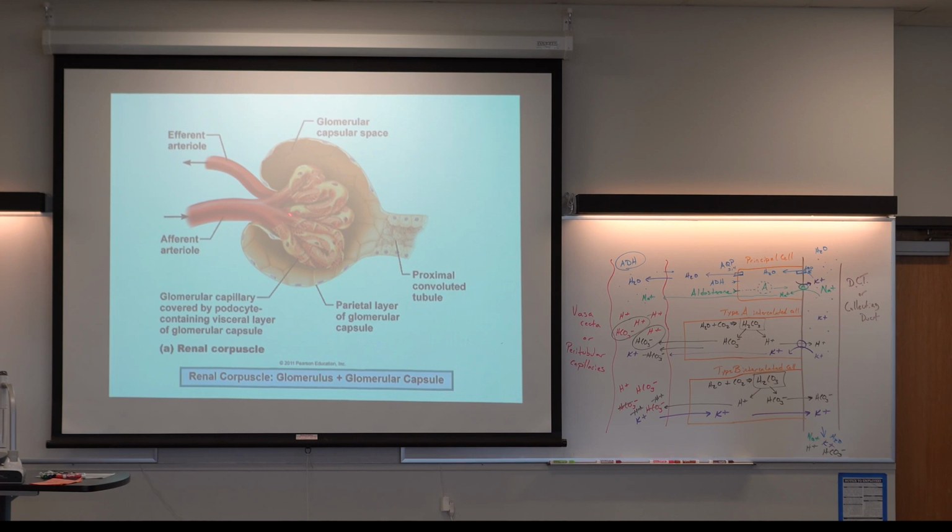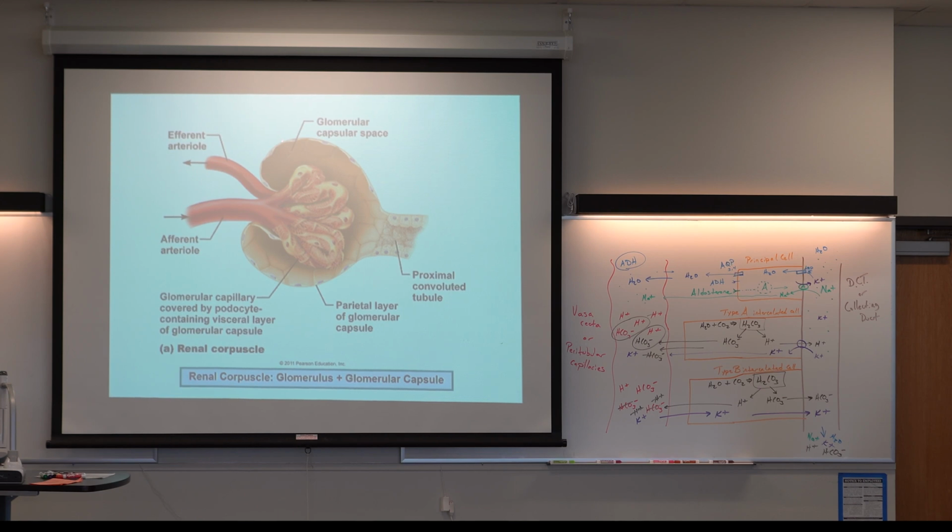And if we look a little bit closer at Bowman's capsule, we can see here is this Bowman's capsule. It's sometimes referred to as the renal corpuscle. But to be clear, this renal corpuscle is two things. It's the glomerulus, which is the capillary itself, and then it's also Bowman's capsule. Bowman's capsule and glomerular capsule are the same thing. That's describing these epithelial cells. There's two layers to the Bowman's capsule or glomerular capsule.